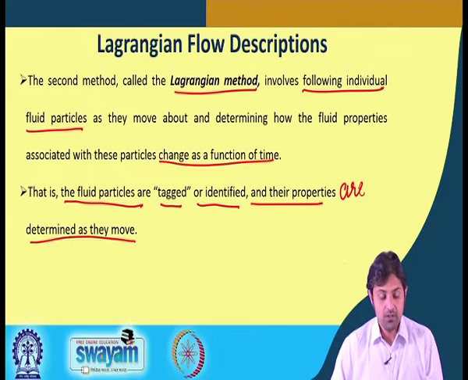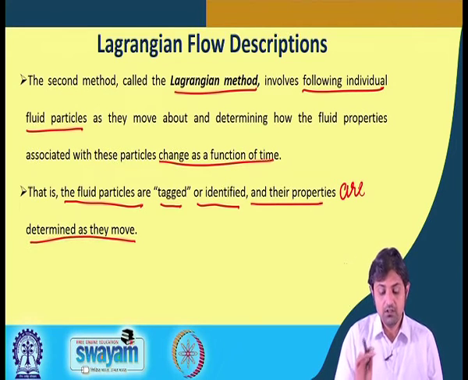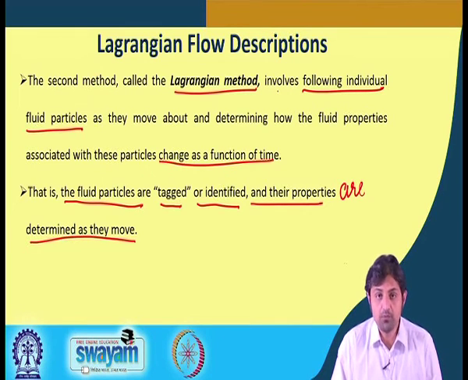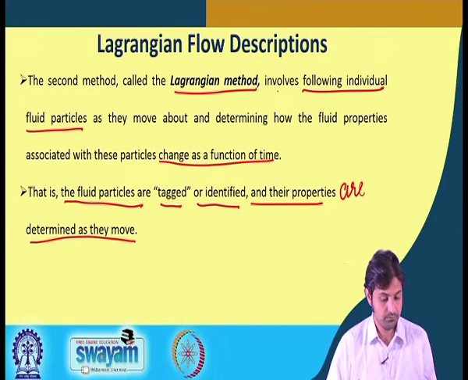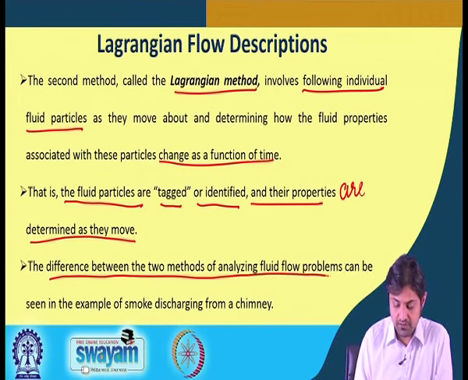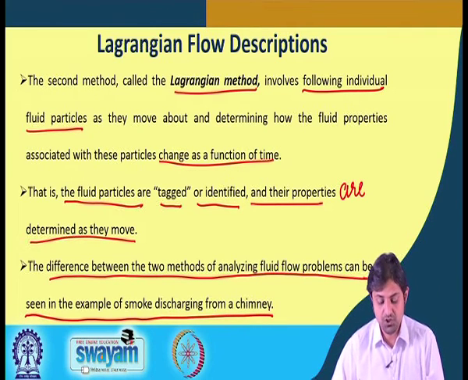Okay. So, just to summarize again, the difference between Eulerian and Lagrangian flow descriptions is that the Eulerian description is taken from a fixed point in space. However, in the Lagrangian flow description, the frame of reference is fixed to a moving particle. The difference between the two methods of analyzing fluid flow problems can be seen in the example of smoke discharging from a chimney.